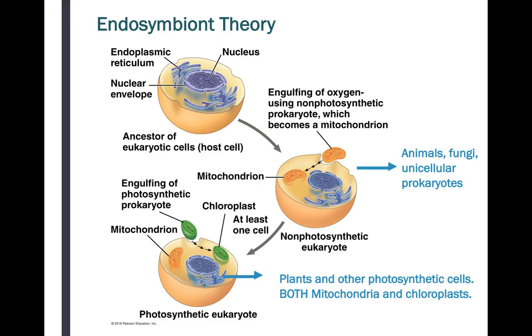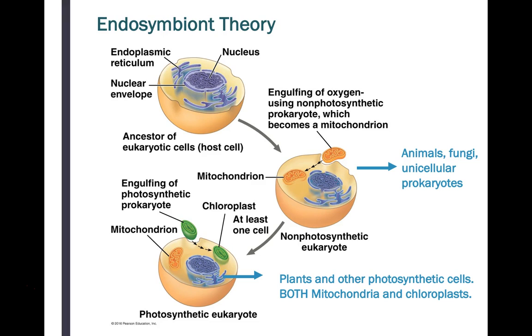So the endosymbiont theory says that an ancestor of a eukaryotic cell, or a host cell that already had some organelles, already had a nucleus, already had an endoplasmic reticulum, engulfed an ancestor to the mitochondria. So this would have been a little bacterium or archaea that could use oxygen to produce ATP energy. And when that happened, instead of ingesting it and breaking it down, those two cells formed a symbiotic relationship.